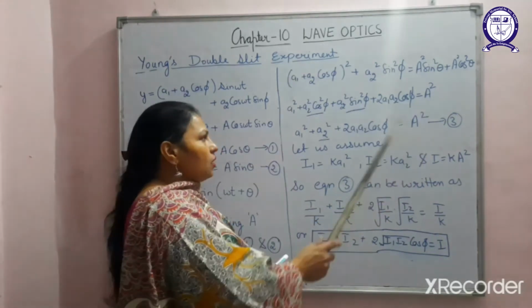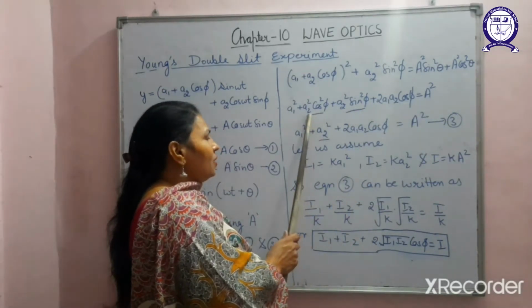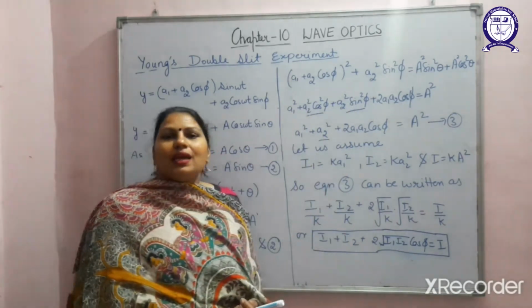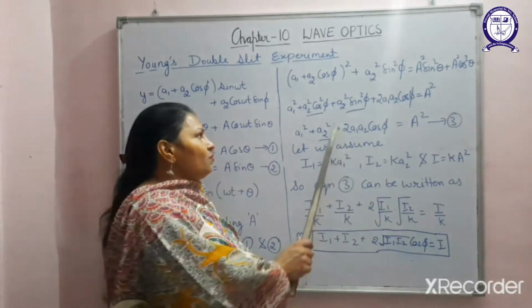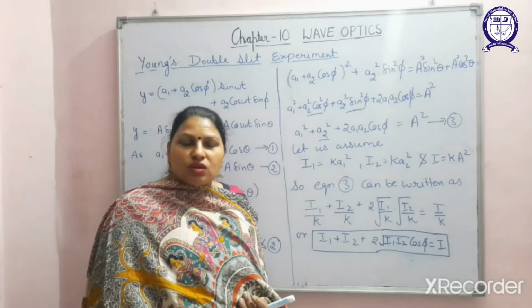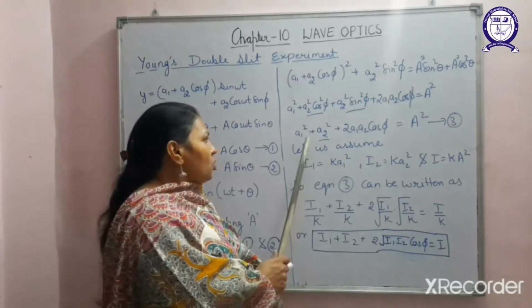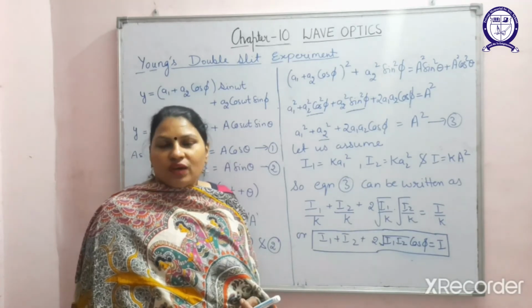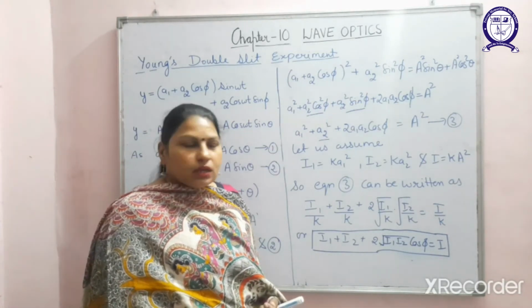Now mark the terms a2 square cos square phi plus a2 square sin square phi. Here also we can take a2 square common, and we again get cos square phi plus sin square phi, which is again 1. So we have got a1 square plus a2 square plus 2 a1 a2 cos phi, which is equal to capital A square.